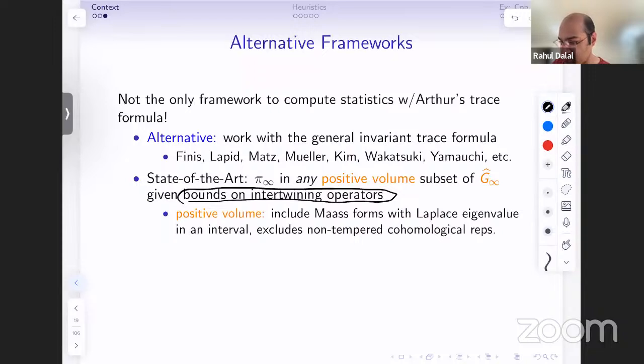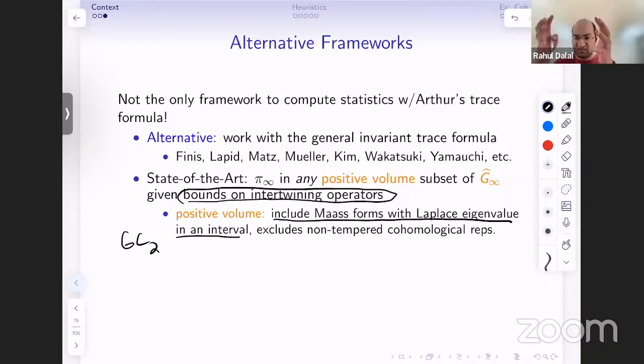You have to do some analytic work. You have to prove some bounds on various intertwining operators that appear in the general trace formula. But if you can pull this off, then you can work with any positive volume subset. As an example of what positive volume means in the GL2 case, instead of thinking of a Maass form with a fixed Laplace eigenvalue, you're looking at Maass forms with Laplace eigenvalue in some interval.